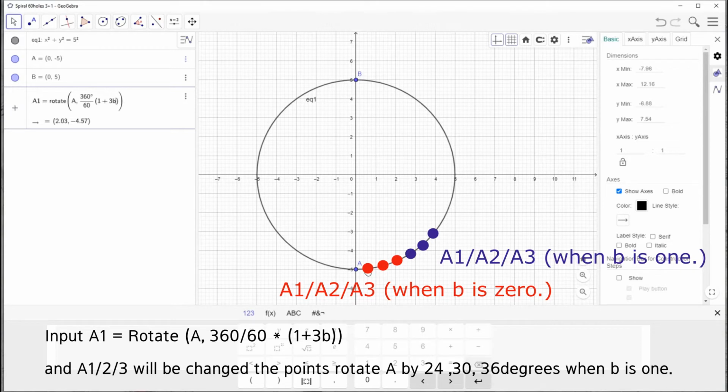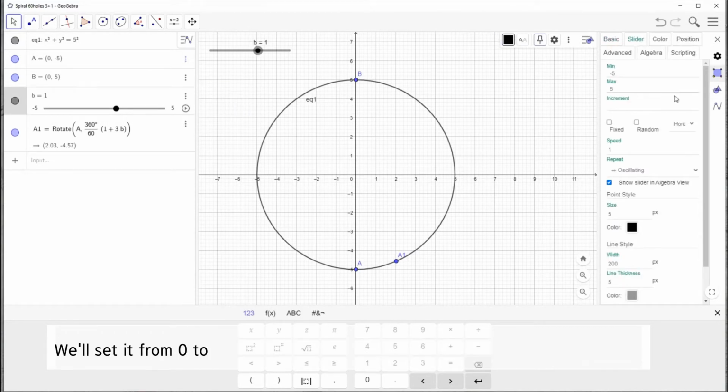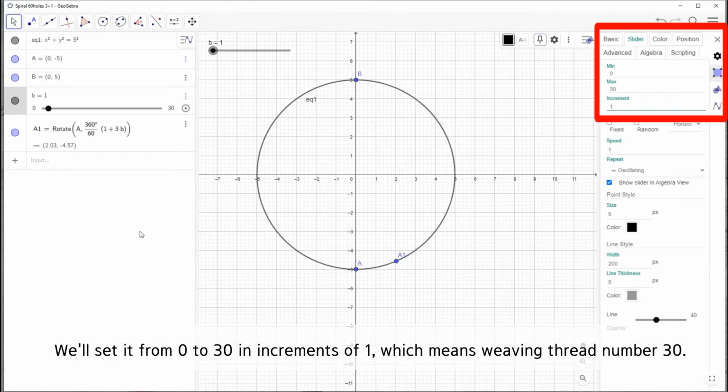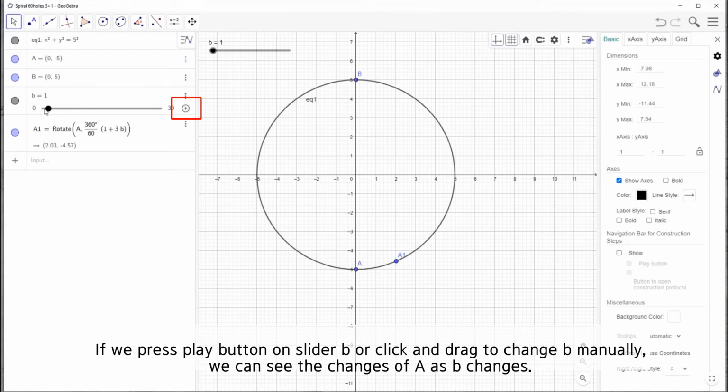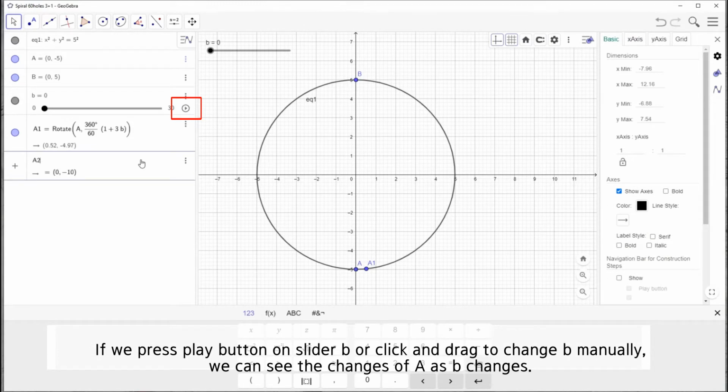So slider B is created and it is a variable. Click the circle next to it and it will appear in the coordinate system. As I said, the slider is the variable. It will change from 0 to 30 in increments of 1, which means weaving thread number 30. If we press the play button on slider B or click and drag to change B manually, we can see the changes of A as B changes.